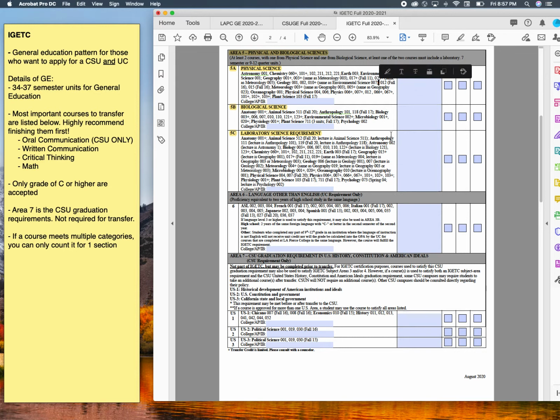Okay, it has to be a total of 7 semester units. Usually it's like 3 from physical science, 3 from biological science, and then 1 from the lab.